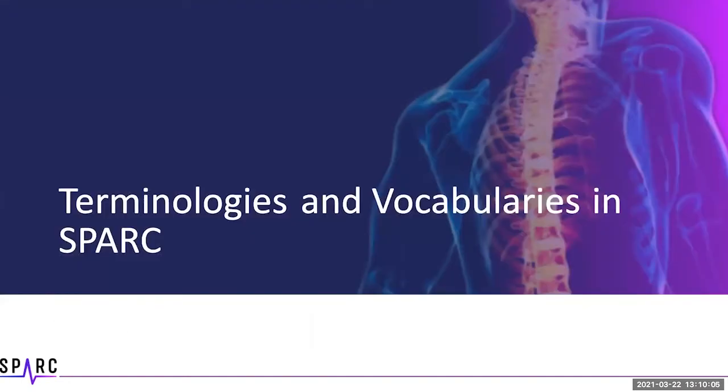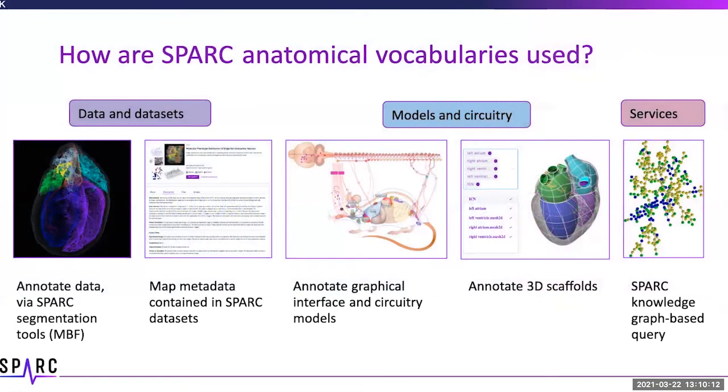So in terms of a brief overview of terminologies and vocabularies in SPARC, and some use cases, the vocabularies used in SPARC are used in many different areas, from the definition and annotation of data sets, and this includes the rich metadata that's included within a SPARC data set, and also active annotation and work on data sets, for example, via segmentation tools developed by MicroBrightField.